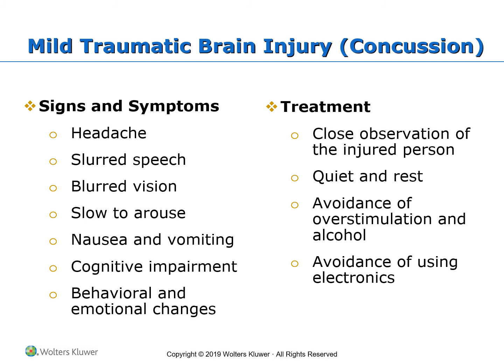The treatment will be close observation of this person. Depending on the degree of the concussion and the understanding of the family, it can be done in a facility or at the patient's home. They need to rest and they need a quiet environment with avoidance of any kind of overstimulation, and that will include alcohol, any kind of illicit drugs, and use of electronic devices. The light of the electronic devices is producing an overstimulation of our brain.